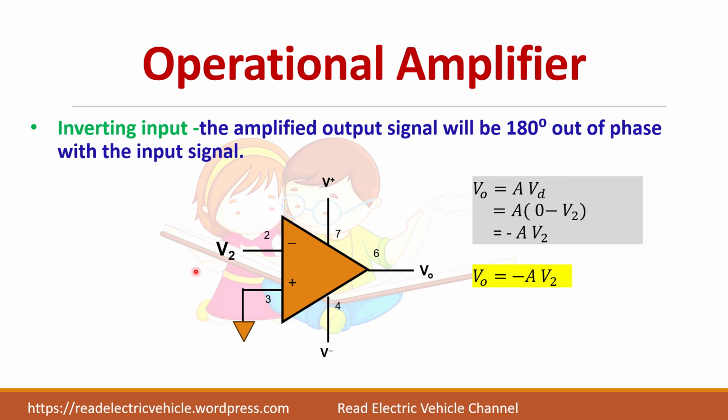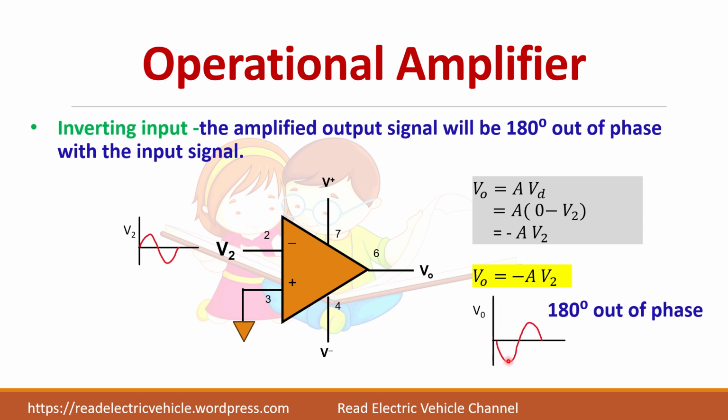Now, instead of a constant, I am giving a sinusoidal signal here. So output should be 180 degree out of phase. What you will get is a sine signal 180 degree out of phase with the input. Here we have a positive, then negative. Here you have a negative and positive, and the signal is amplified because there is a gain. So the signal gets amplified, but it will be 180 degree out of phase.